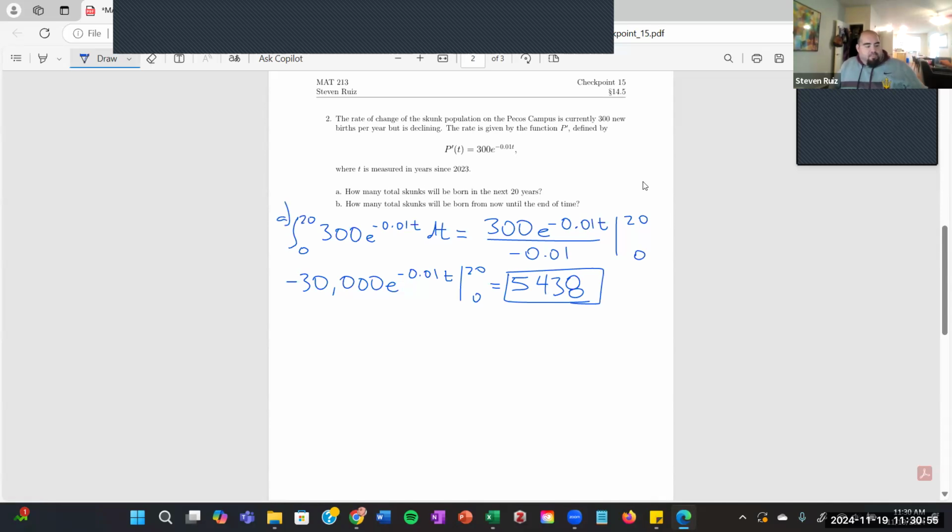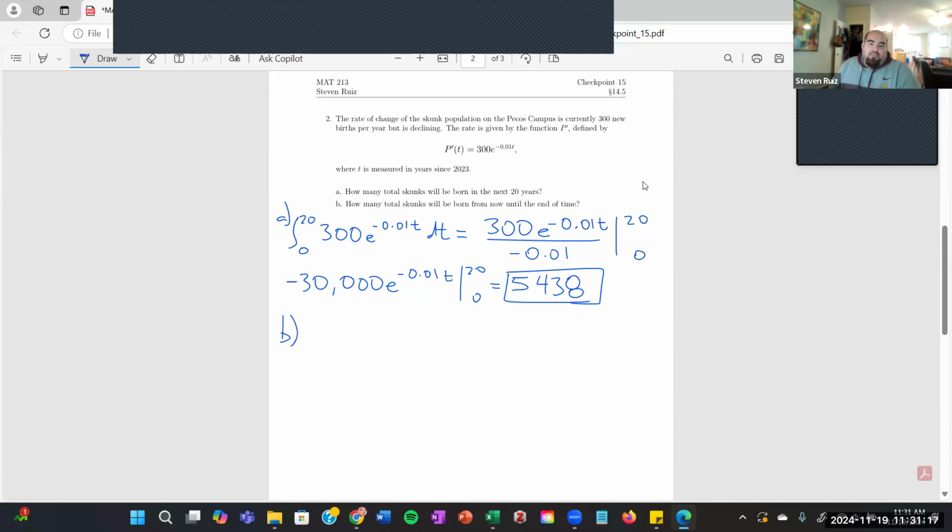So now let's think about what part B is asking me. Part B: how many total skunks will be born from now until the end of time? So how do I set that up? For part A, I'm asking about a finite period of time. But for part B, I'm asking about an infinite period of time. I'm not asking about an end.